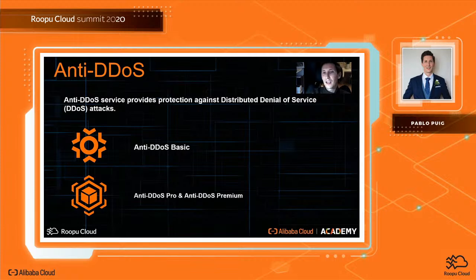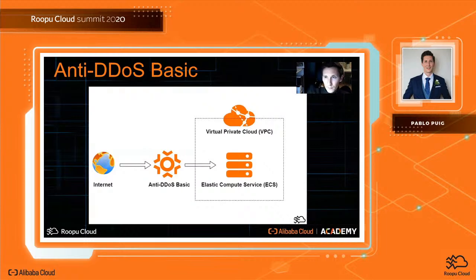But there are three different types of Anti-DDoS service: the basic, the pro, and the premium. We are going to talk about the basic, and the pro and the premium as a group. So let's start with the basic. This is the typical scenario for basic. It basically provides protection against DDoS attacks to the ECS servers of up to 5 gigabytes per second for free. So it is for free and activated by default.